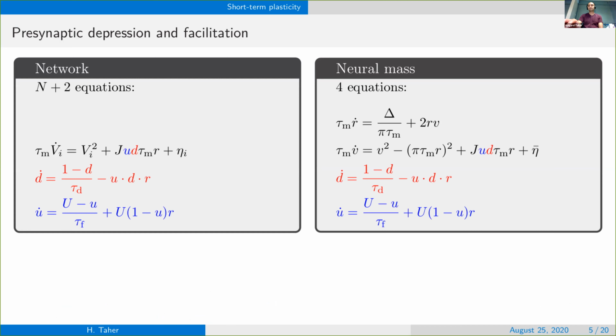And to have some more interactions, we can add a time-dependent external current. This neural mass limit is exact. I will show you a quick example.